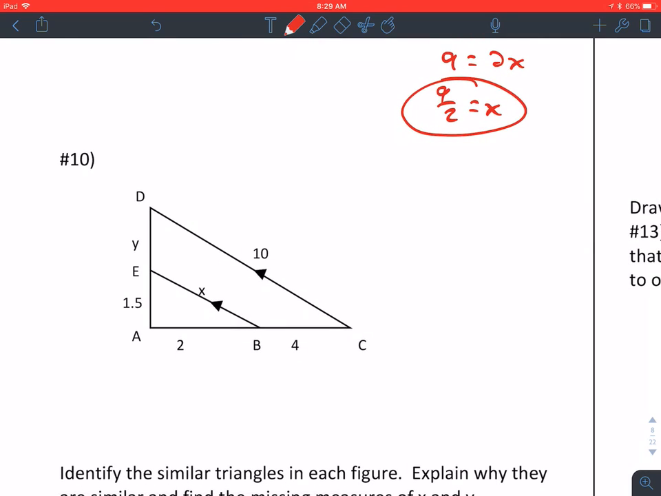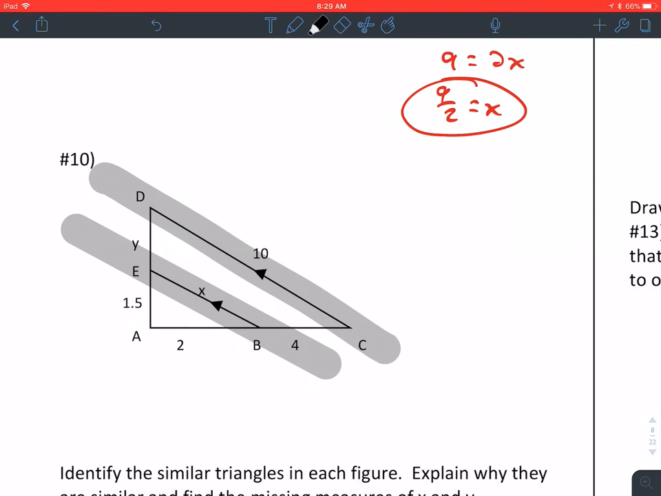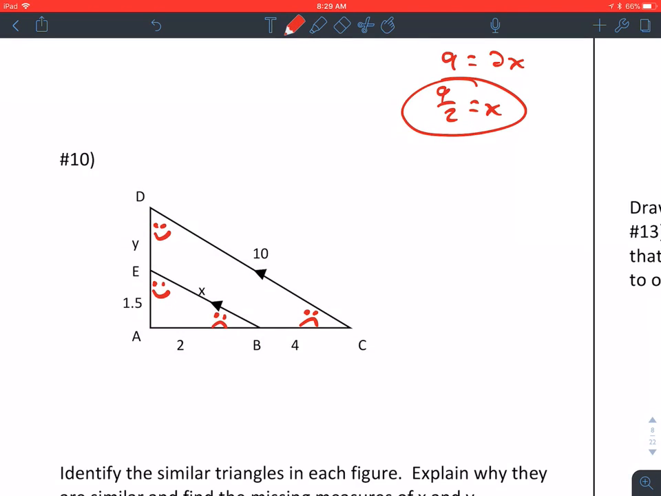Number 10. We got 2 parallel lines cut by a transversal. Corresponding angles have to be congruent. Corresponding angles postulate. Similarly, this is our transversal. This angle and this angle are congruent because they're corresponding.